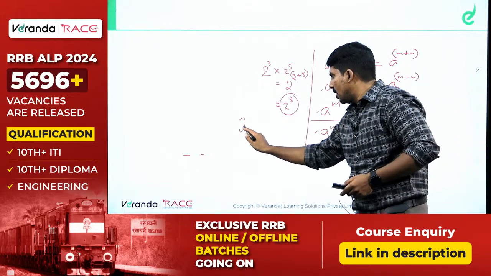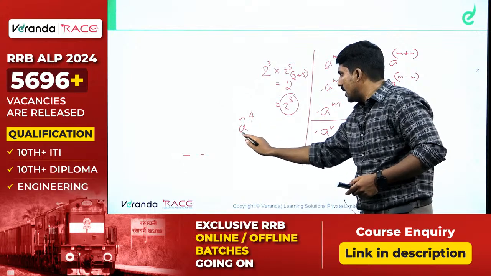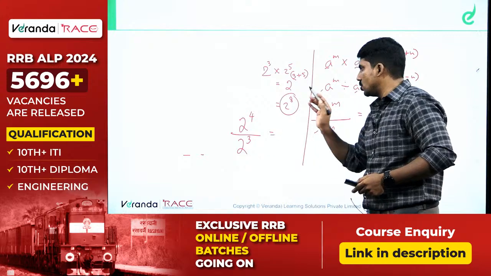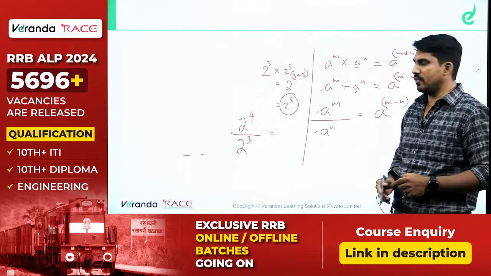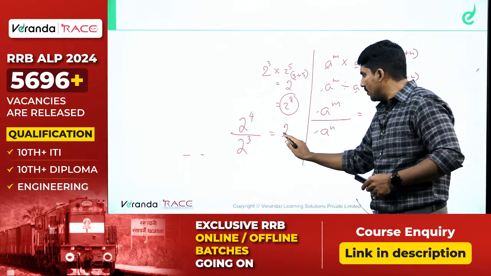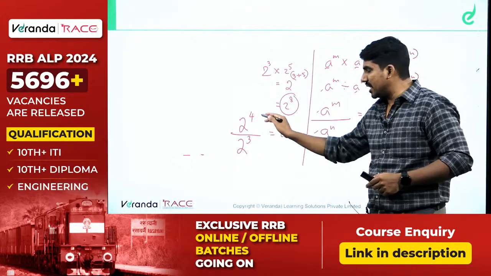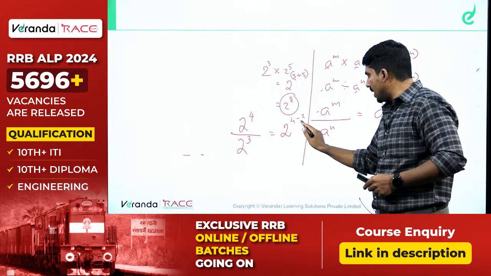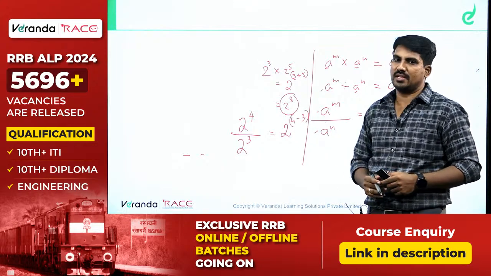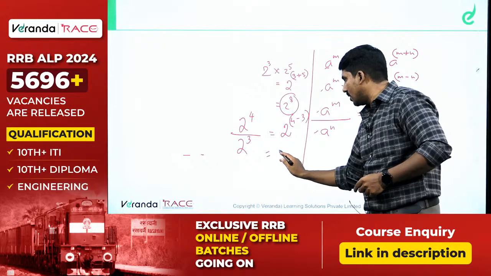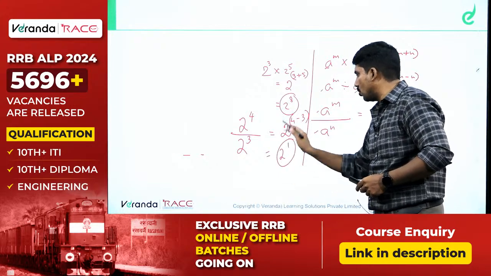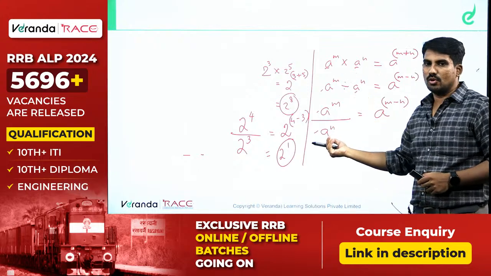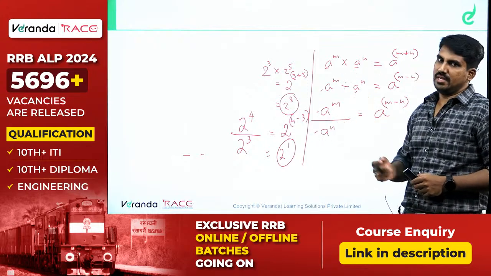Now, in case division is given, for example, 2 to the power 4 divided by 2 to the power 3. See what we can do. We can take the base value 2 because the base is the same. Then we have to use the m minus n concept. Division means m minus n. Therefore, 4 minus 3, 2 power 1. So, this is the product rule and division rule in powers and indices.